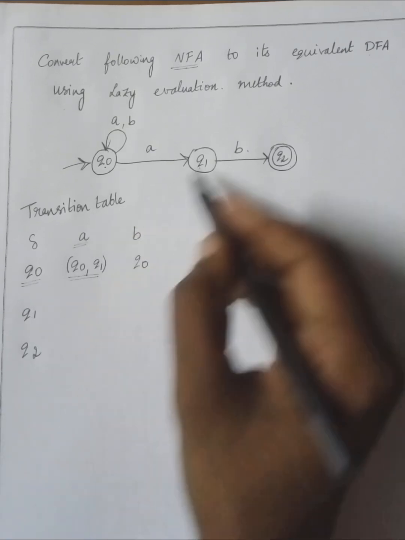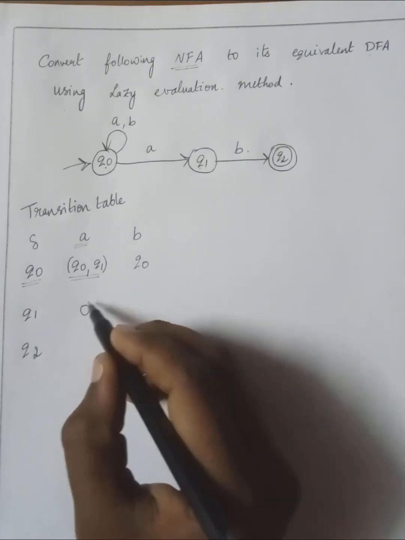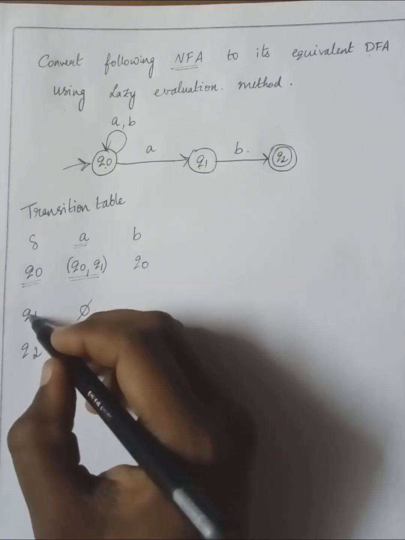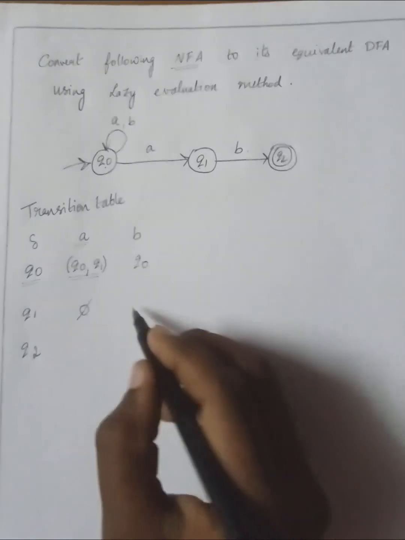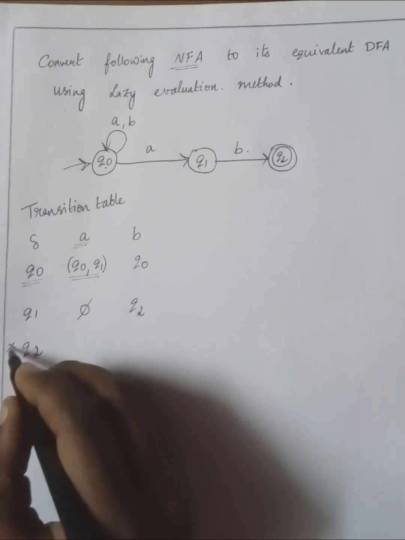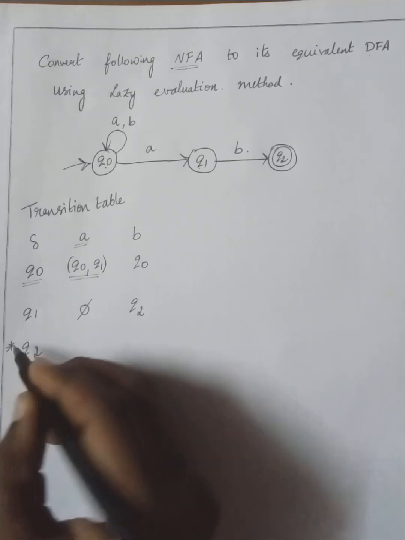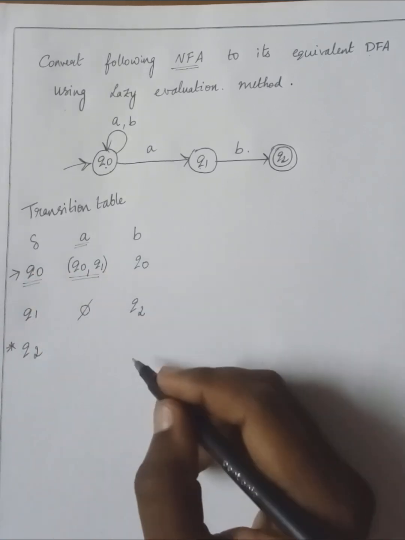Same way Q1 on A. There is no state, so we'll declare that as a null state. Same way Q1 on B goes to Q2. Q2 is the final state, we'll denote it with a star mark, and Q0 was the first state, we'll denote it with an arrow mark in the transition table.